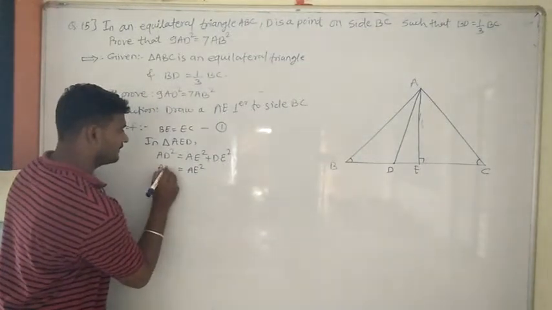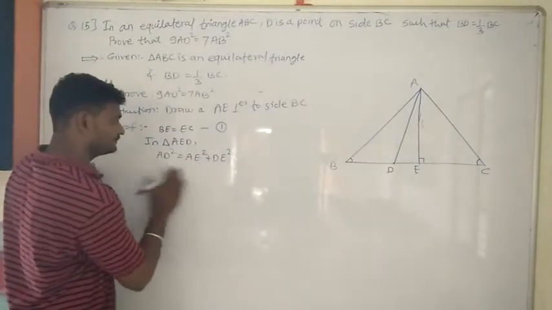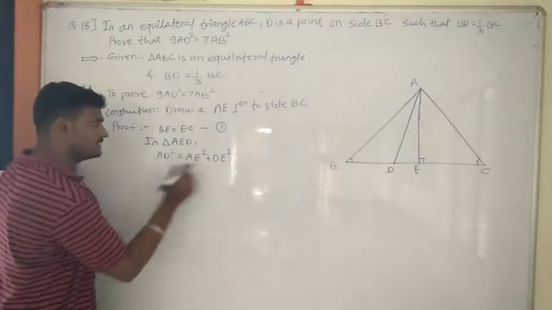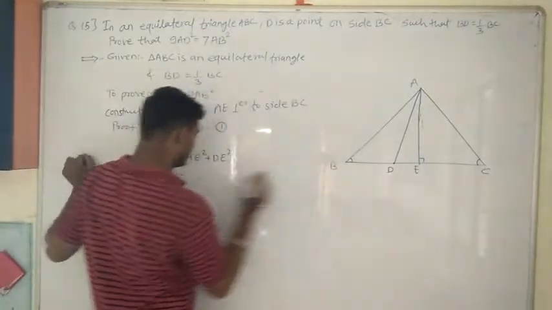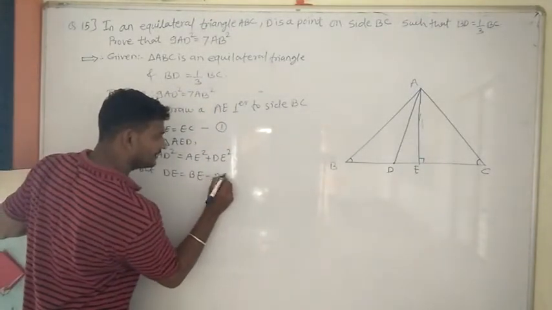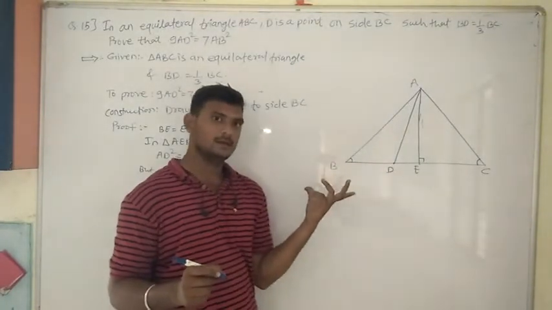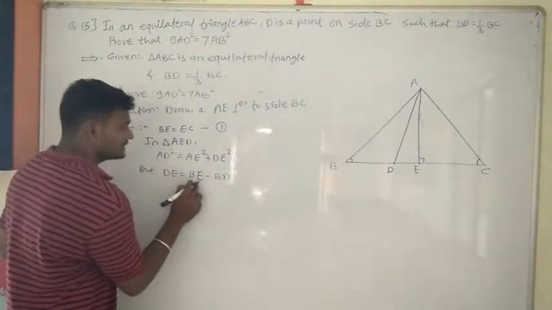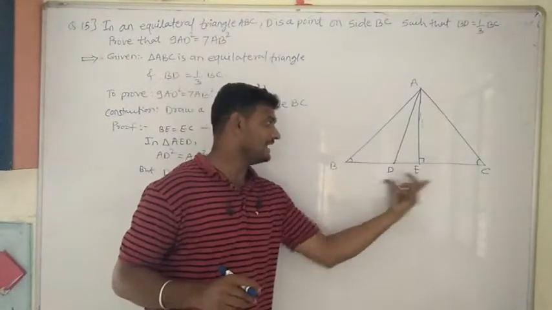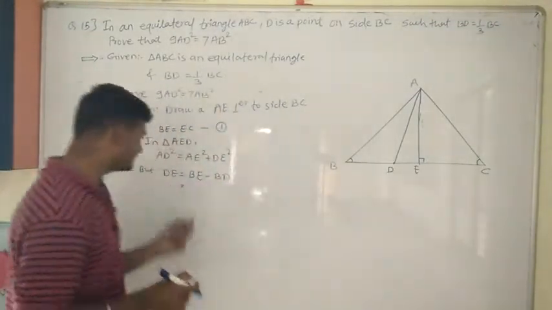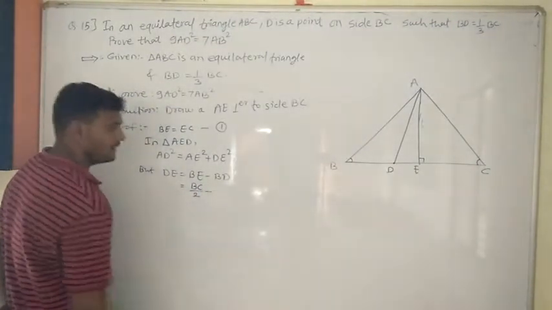AD square is equal to AE square plus, instead of DE, first I will simplify it. DE is equal to BE minus BD. Now see here, this BE is equal to EC we got. Can I write this BE as BC divided by 2? Yes. Write BE as BC divided by 2 minus BD.